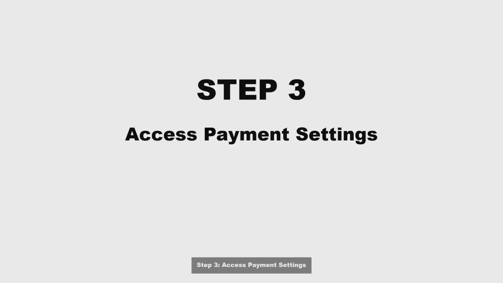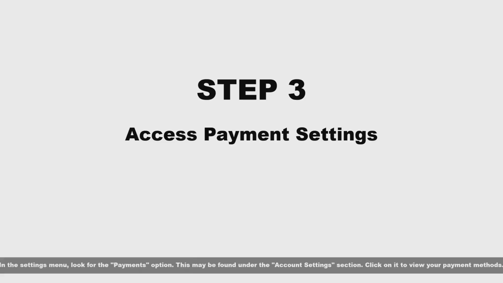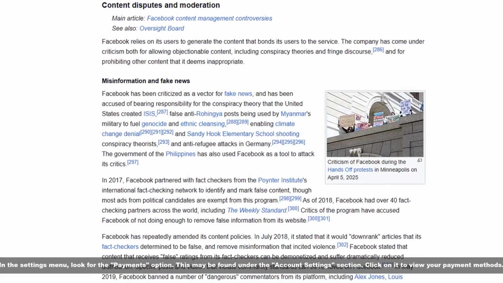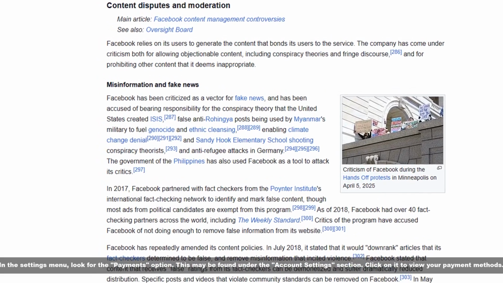Step 3. Access payment settings. In the Settings menu, look for the Payments option. This may be found under the Account Settings section. Click on it to view your payment methods.